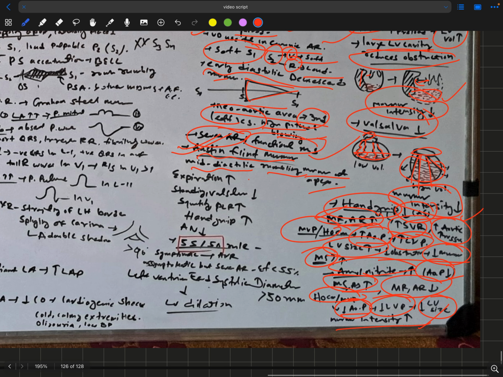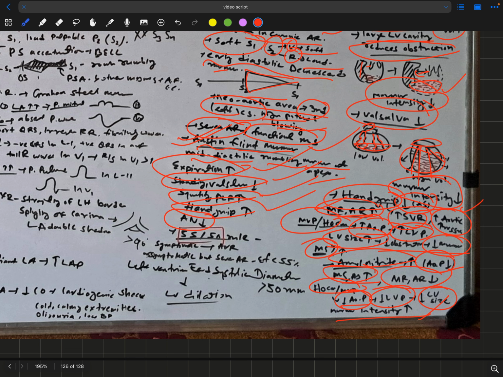On expiration, murmur intensity increases because it is a left side murmur. On standing or Valsalva, murmur intensity decreases. On squatting or passive leg raise, murmur intensity increases. On hand grip, murmur intensity increases because there will be an increase in backflow, because it is a regurgitant murmur. Regurgitant murmur intensity increases with hand grip. On amyl nitrate, the murmur intensity will decrease because it will lead to more forward flow.